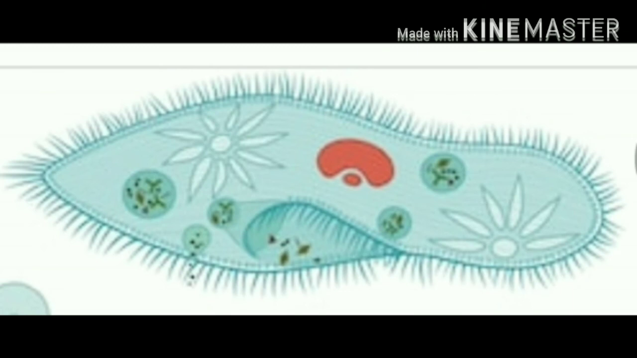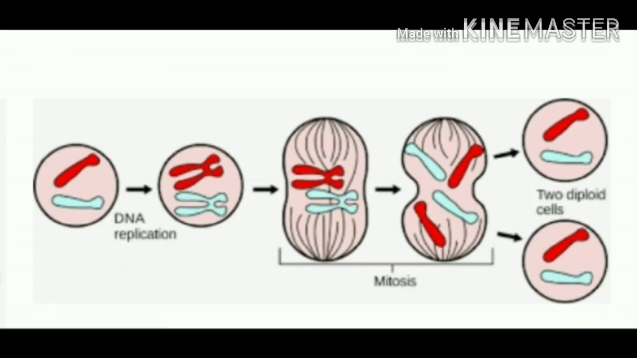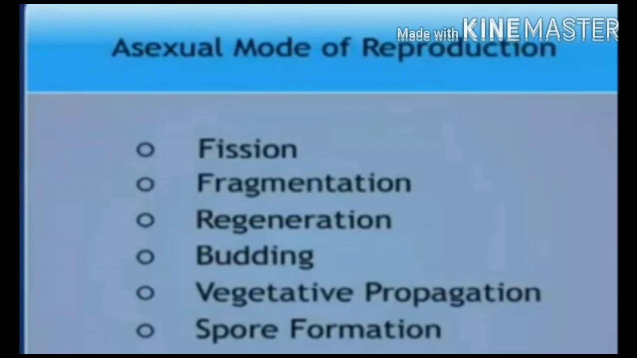Let us study modes of reproduction used by single organisms. The usual method of reproduction found in single organisms is asexual reproduction. It occurs by fission, budding, fragmentation, regeneration, spore formation, and vegetative propagation.